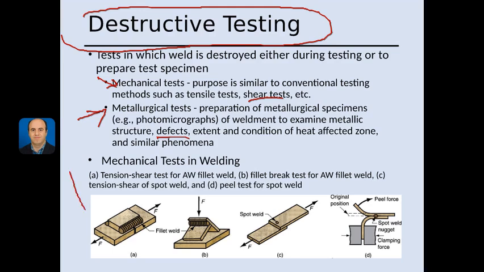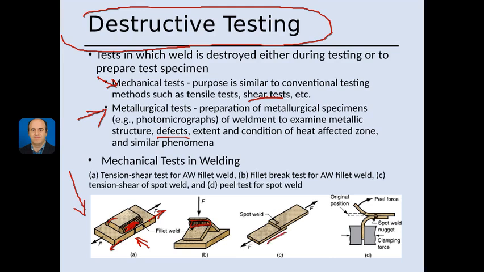In this picture, you see several mechanical tests. The first one is the tensile test, that is pulling apart the two ends of the weld sample to determine the strength of the part. So here, the strength of this weld will be determined. In this area, we are going to look at the strength of this fillet. This is the fillet that was prepared by an arc welding process.